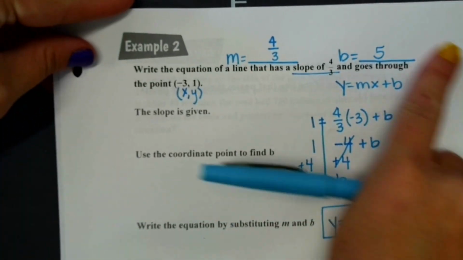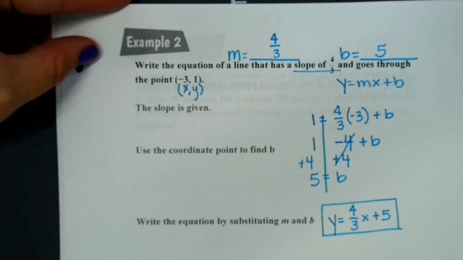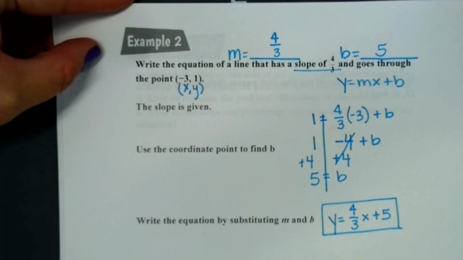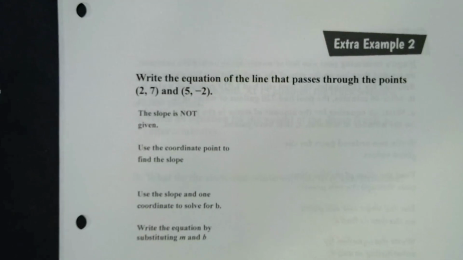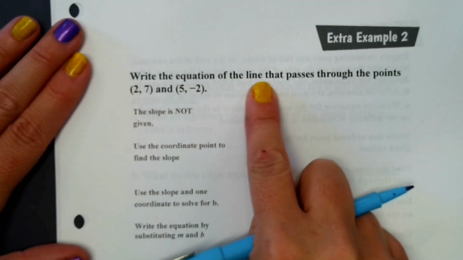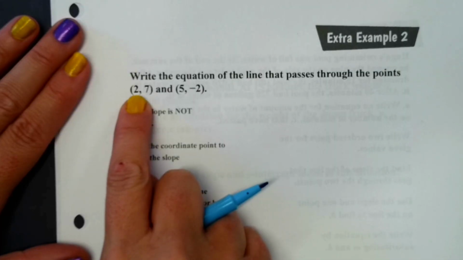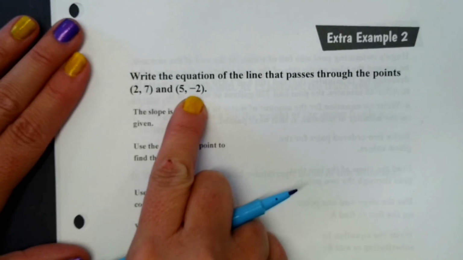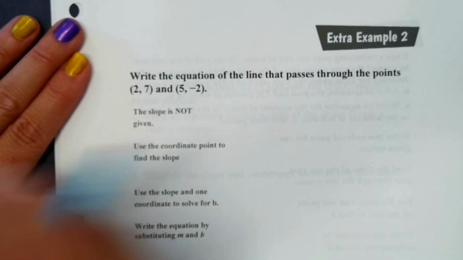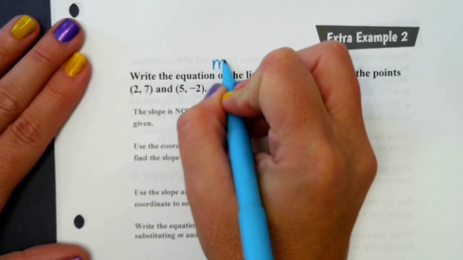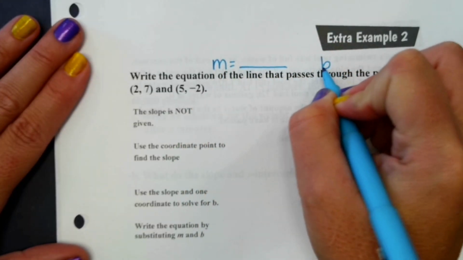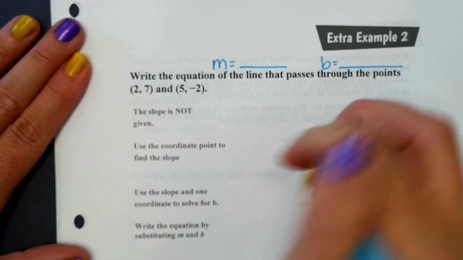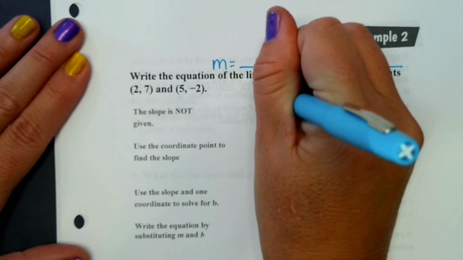Okay. What questions did we have up here? Anything we didn't understand? Why I did something? Okay. Let's read our next one. Write the equation of the line that passes through the points (-2, 7) and (5, -2). Do we have the m or the b? No. But what we do have is 2 points. So we're going to start off finding our slope.